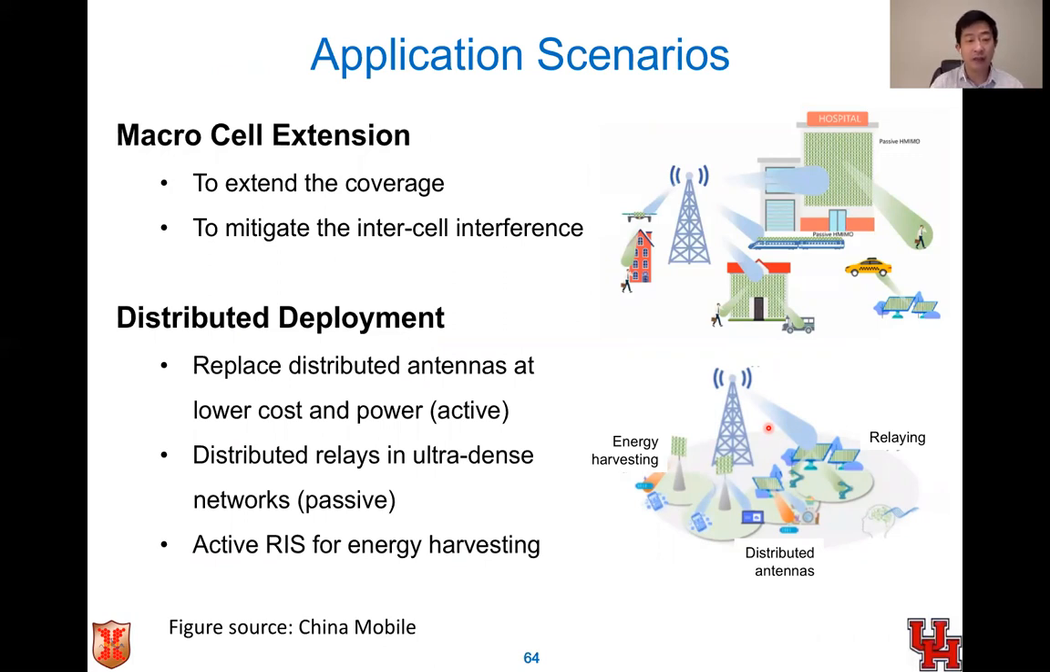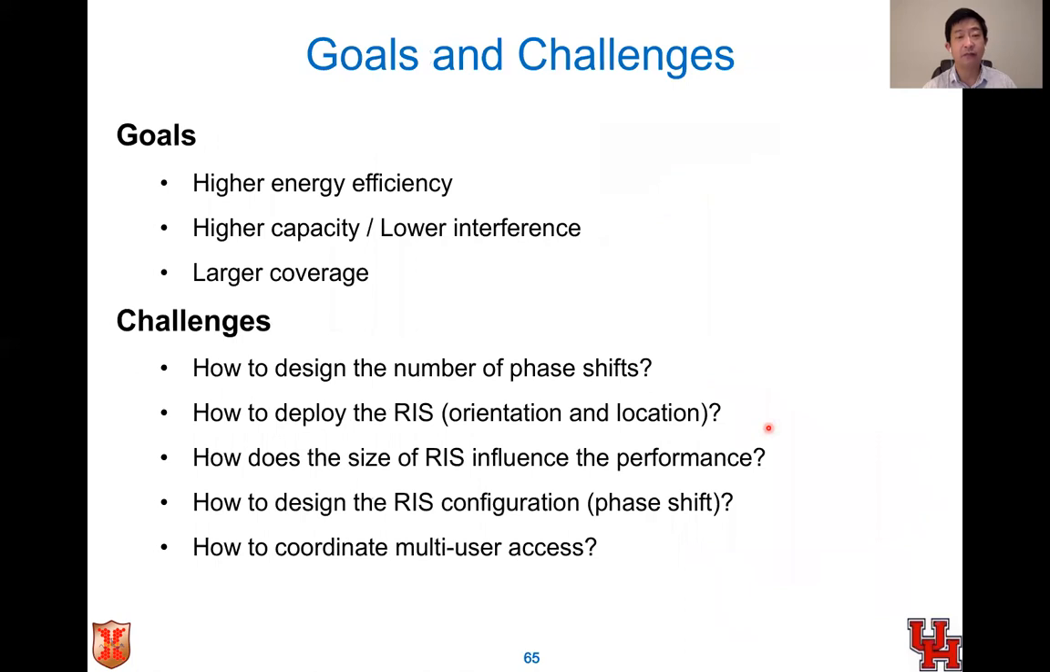And also we can have the distributed deployment and replace a distributed antenna at a lower cost, and the distributed relay and also active RIS for energy harvesting. We can also do the energy harvesting by pointing to a certain direction to gather the information. And the goal and challenge is higher efficiency, higher capacity, larger coverage.